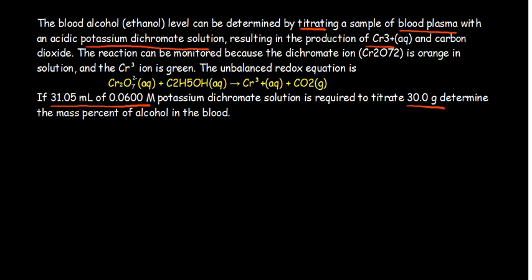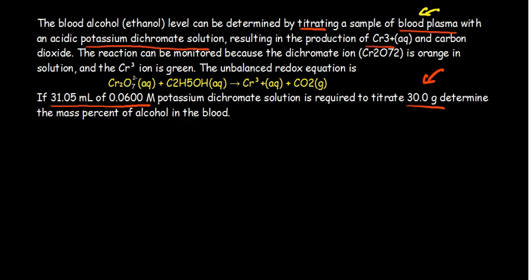Okay, so one thing that we need to understand first of all is we have been given blood plasma. In the blood plasma is where we do have our alcohol, because the question says the blood alcohol level can be determined by titrating a sample of blood plasma. So the mass that has been given there is the mass of the blood plasma itself, so we'd have to use titration to determine the mass of the alcohol.